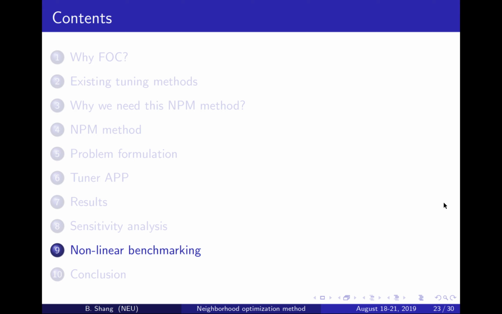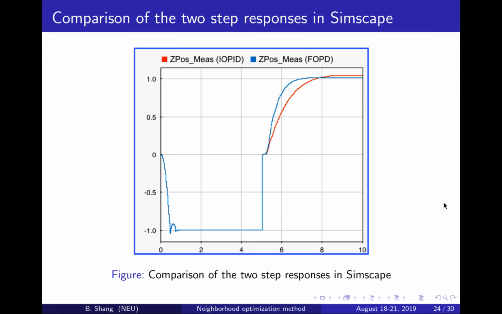After that, we have put the designed controller into a nonlinear benchmarking system. We have identified the plant model in Simscape. It is a drone model. After that, we designed the controllers using our MATLAB app. And then we use the simulation environment to get the step responses. From this figure, we can see the fractional order controller works faster and has less overshoot.